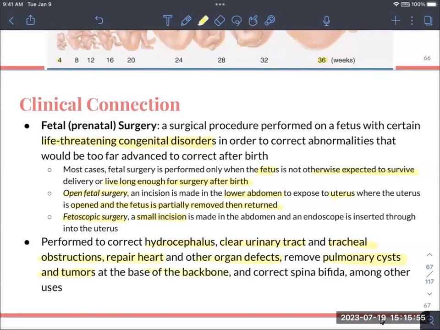That could be found at the base of that backbone. Spina bifida. Spina bifida is where those lamina on those spinous processes fail to develop, so that whole spinous process fails to develop.